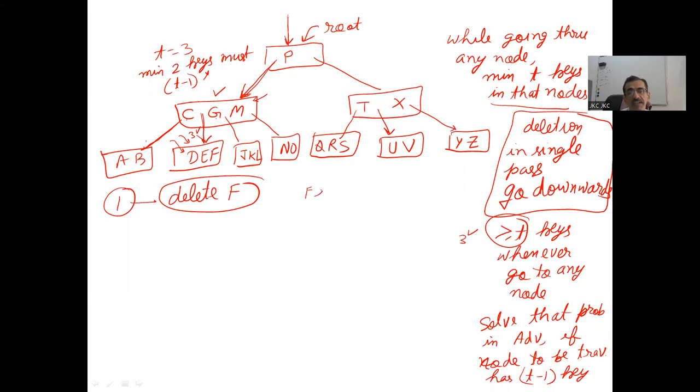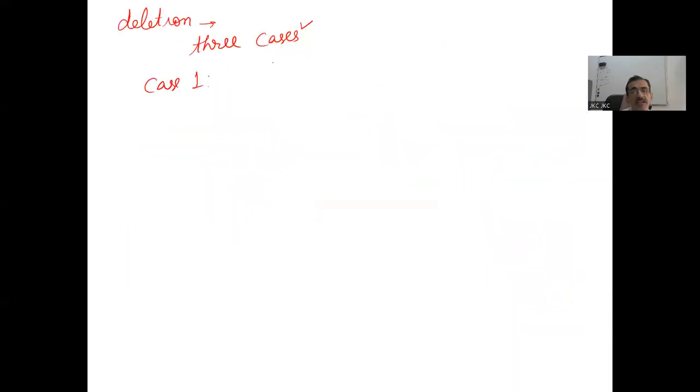F is in the leaf node, and the node has greater than or equal to T keys. So deletion is simple. This is the simplest. So this I call case 1. Let's say I'm deleting a key K. The requirement is delete K.